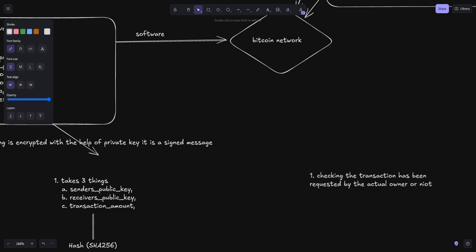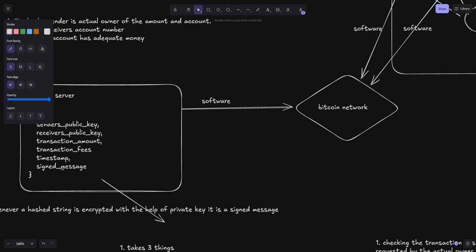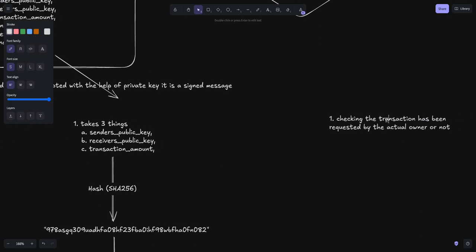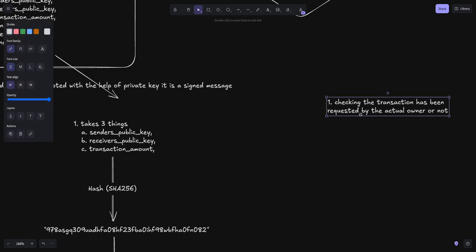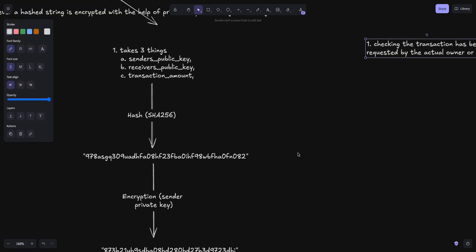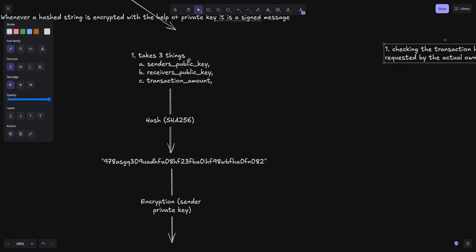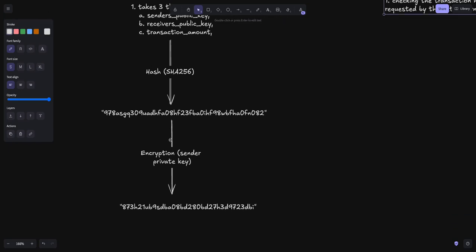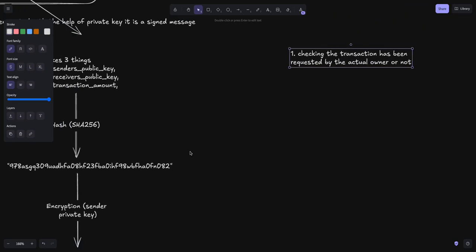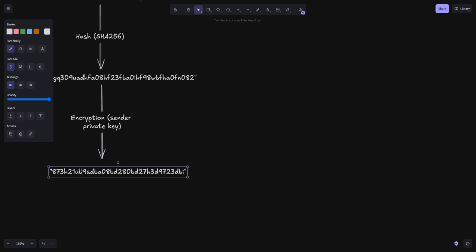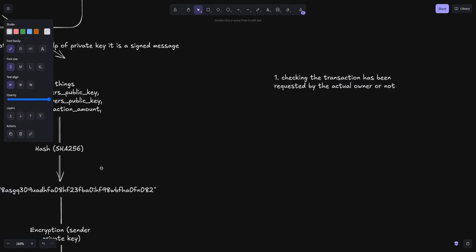Okay. How do they do that in the banking world? They do it by checking the signature, and we have this signed message. If you remember, how was the signed message created? Once they took all three data, they created a hash, and then they encrypted this hash with the help of the sender's private key. That means the sender signed this message. Now what is the bank officer getting? The bank officer is getting the entire check, which is nothing but the signed message.